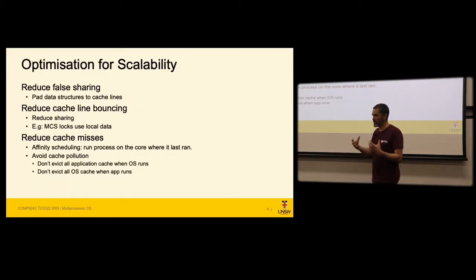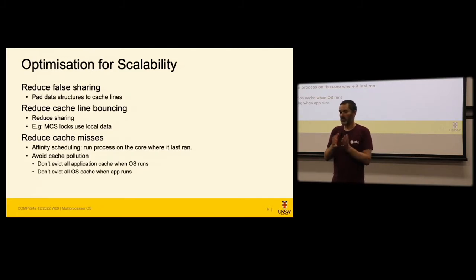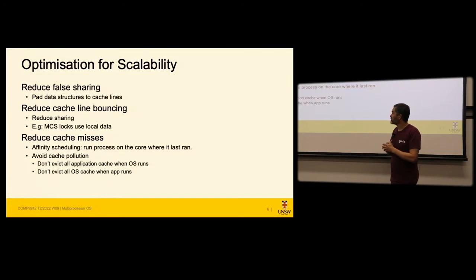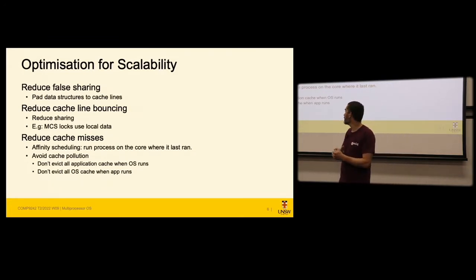And so you want to have control over where you're scheduling your processes so that it's close to the data that it's already collected, but also close to the data that it uses. And you want to avoid cache pollution. So basically, you don't want to evict the data that's in cache if you can help it.